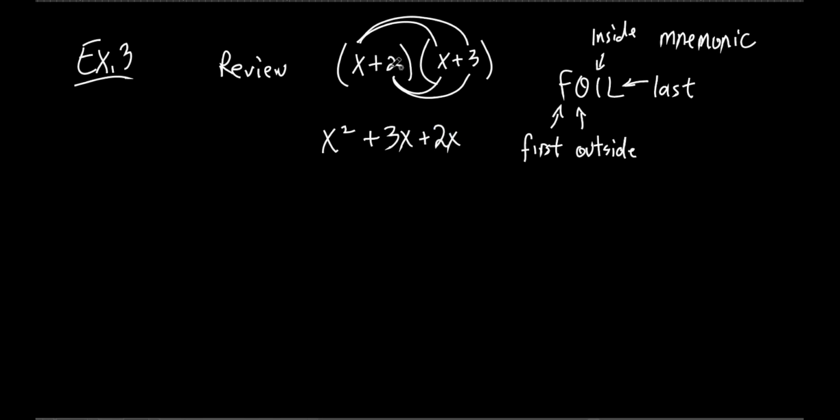Then we do the last. The last are the 2 and the 3. They're both positive, so it's plus. 2 times 3 is 6. Do we leave it like that and circle it? No, we don't. Okay, we got to add like terms.